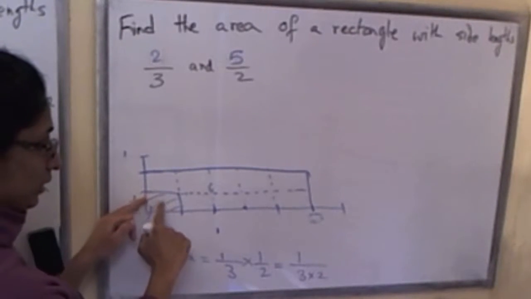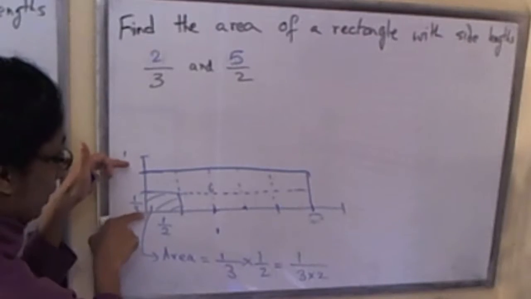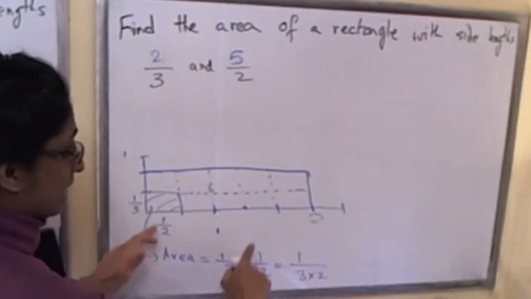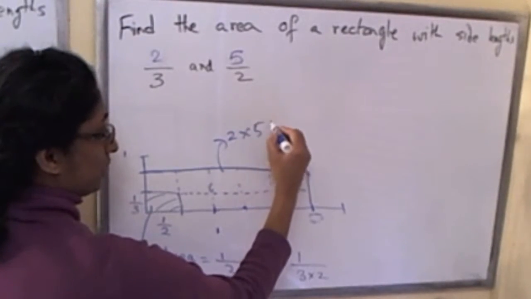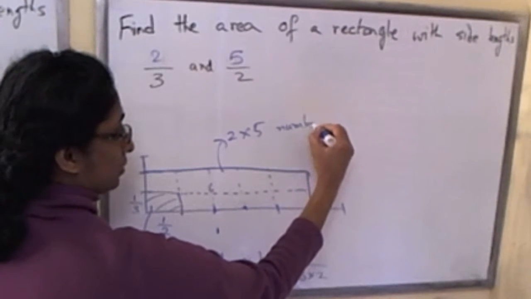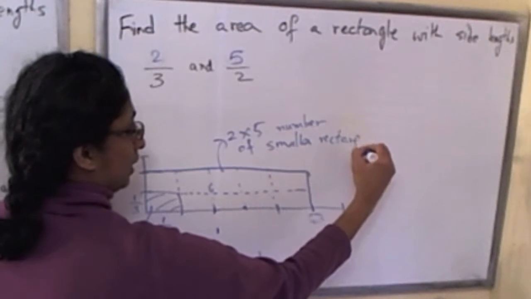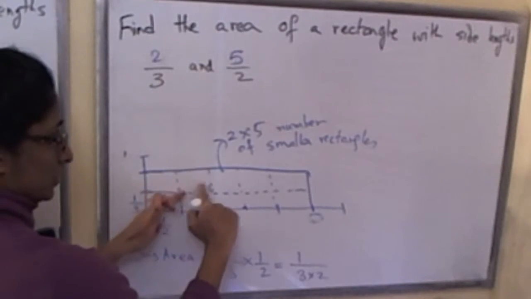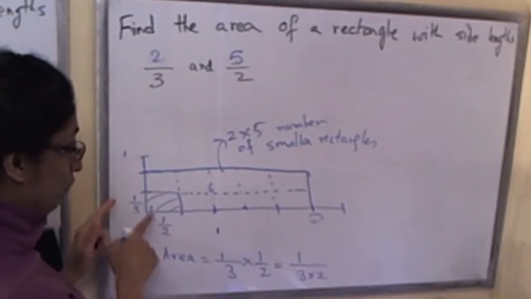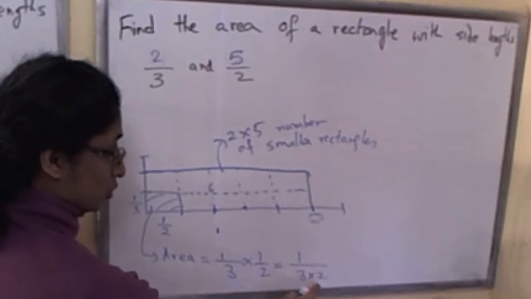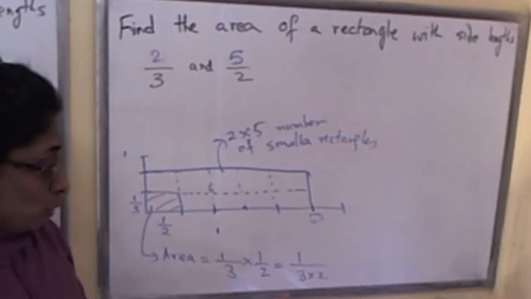So I put together several of these rectangles to build my big rectangle. How many of them? Well, it's 2 rows and 5 columns. So that is 2 times 5 number of smaller rectangles. And notice all these rectangles are congruent, even though it doesn't look like that in my picture. They are congruent. So once we know the area of this rectangle is 1/(3 times 2), we also know the area of each of these 2 times 5, each of these 10 rectangles, is also 1/(3 times 2).